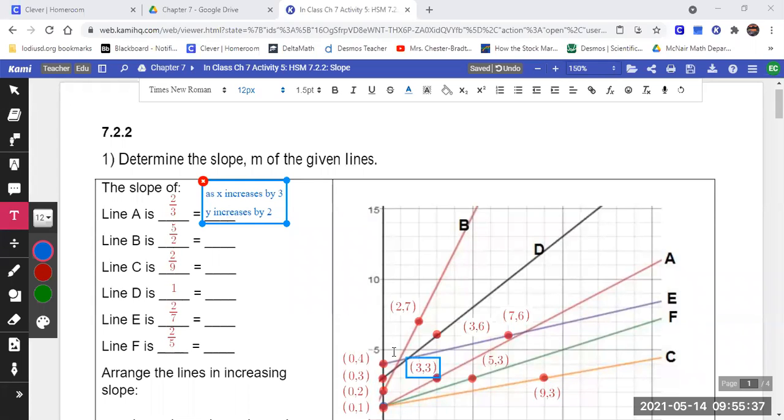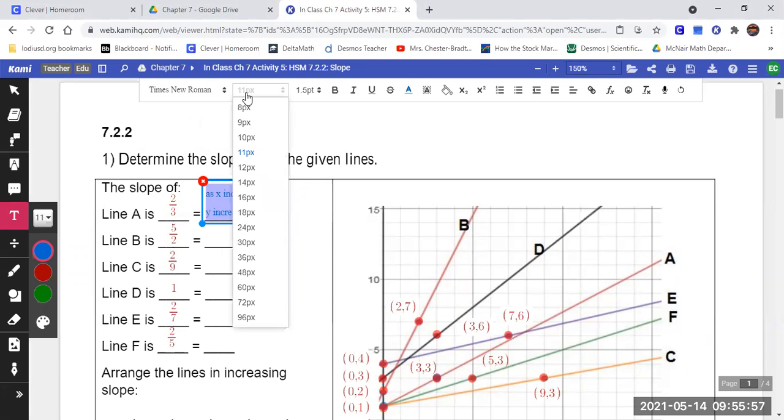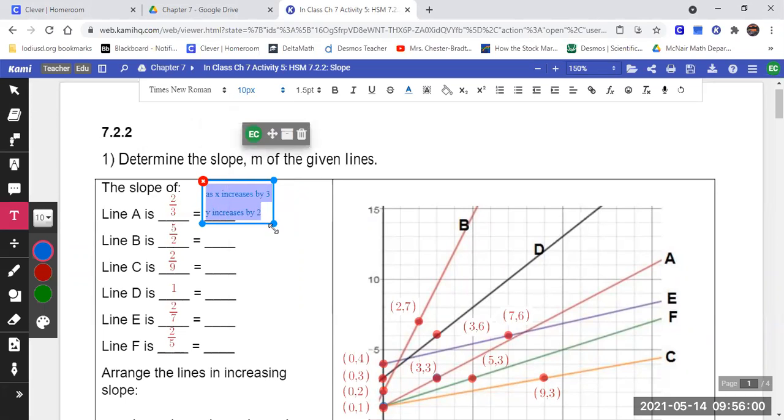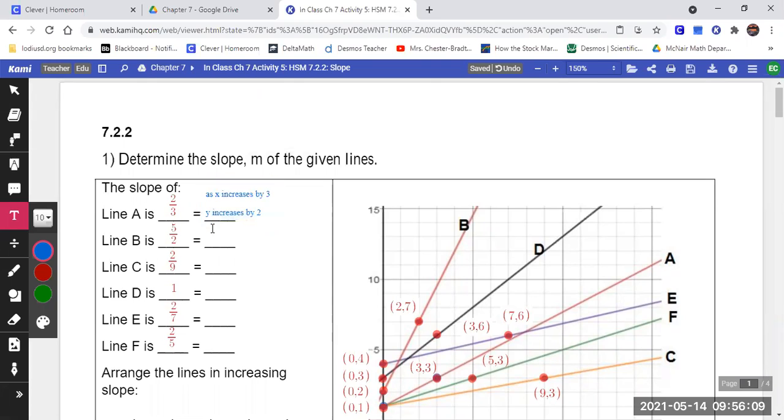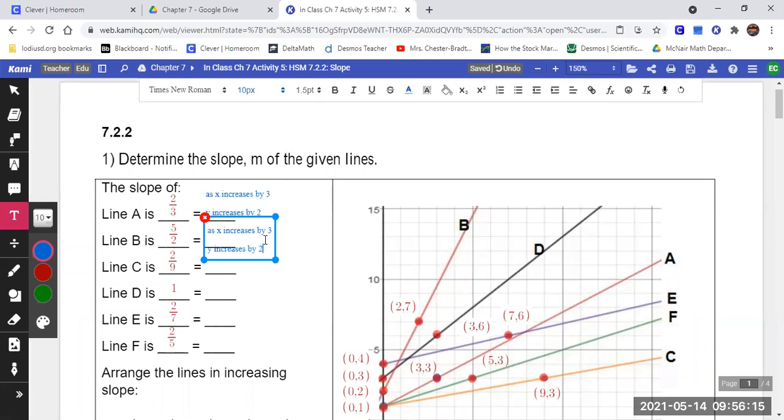Okay. Does that make sense? That's what the top says. That's what the bottom says. As x increases by 3, change of x, y increases by 2, change of y. And I'm actually going to go with an 11. No, maybe a 10. Because I want to keep them on the. So we're going to do the same kind of statement for all of them. We're going to translate them into motion. So what is the second one going to say? And I'm going to probably put him over here. Go back and forth with him.